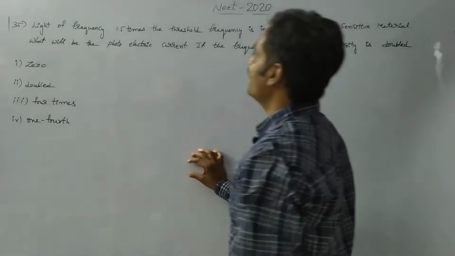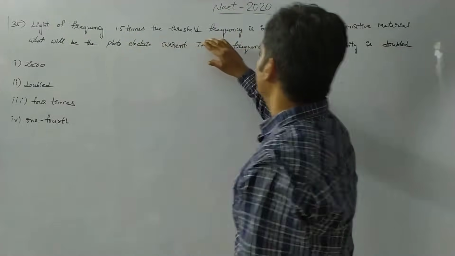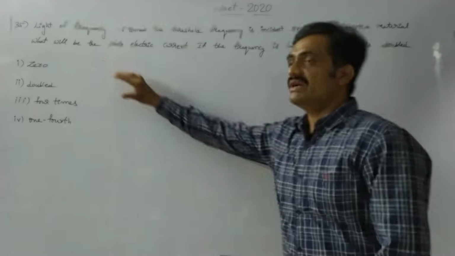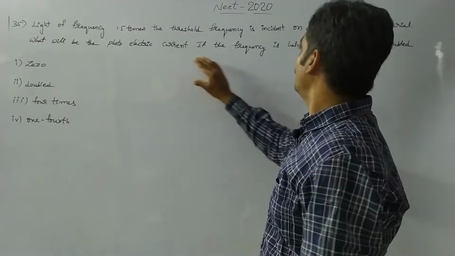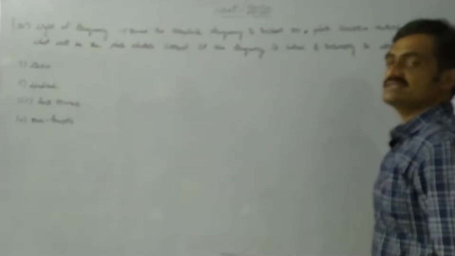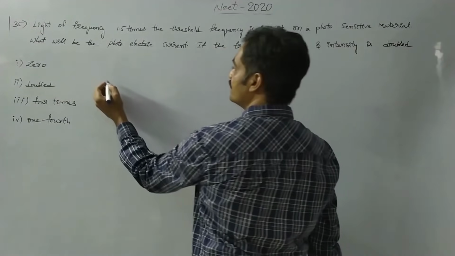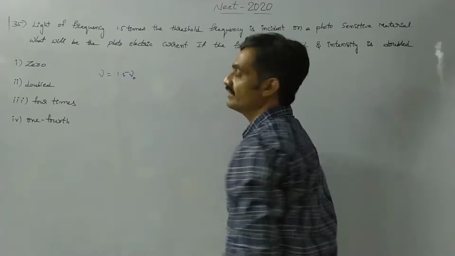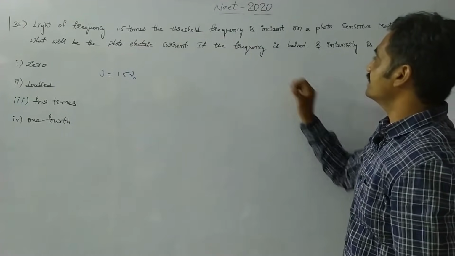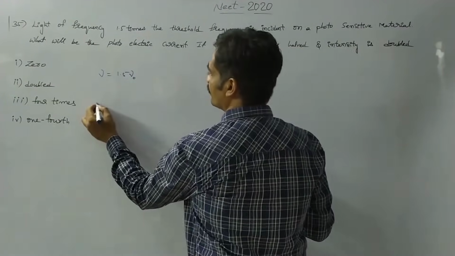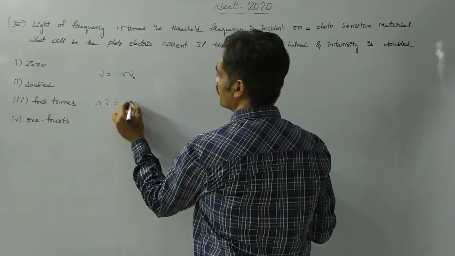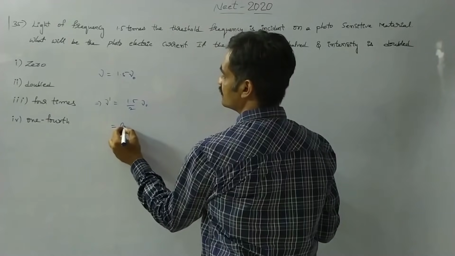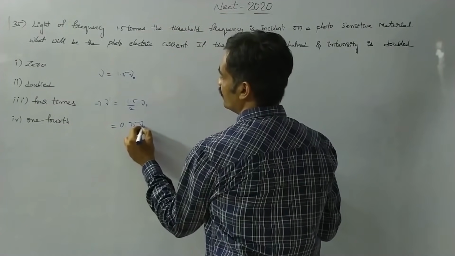The next question is, light of frequency 1.5 times the threshold frequency is incident on a photosensitive material. What will be the photoelectric current if the frequency is halved and intensity is doubled? Initially the frequency is represented as nu equal to 1.5 times the threshold frequency. In the second case, the frequency is halved, so we can represent that nu dash equals 1.5 by 2 of the threshold frequency. So here we get 0.75 of nu naught.